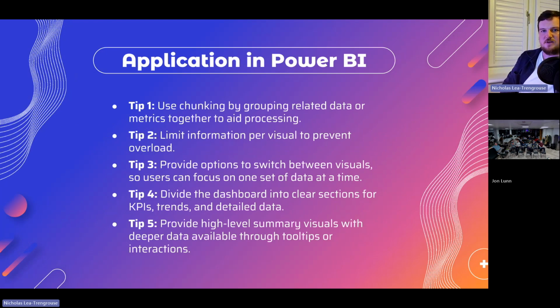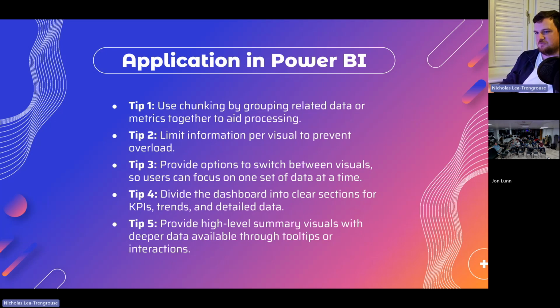Tip 1, grouping related information can help users process and retain data more effectively. Tip 2, displaying too much information at once can overwhelm users, so keeping visuals focused can improve clarity and usability. Allow users to switch between visuals. Allowing users to toggle between different data, different visuals can help them focus on what's important without being distracted.